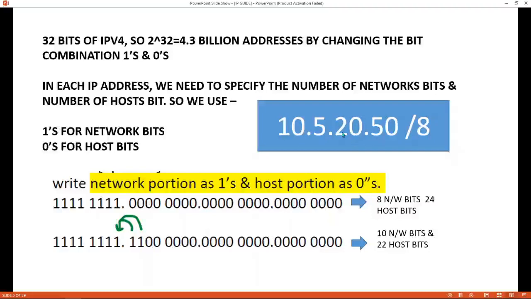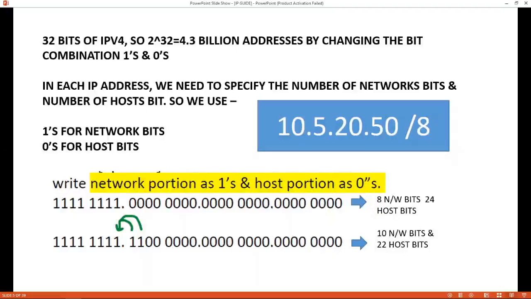Okay, so just remember these points. If you change anything on the host portion, you will still remain in the same network. But if you change anything on the network side, you are definitely in a different network, which means you can't ping from the 11 dot network to the 10 dot network. Okay, you will need a router for that purpose. That's a different topic. We'll learn it in a later session.